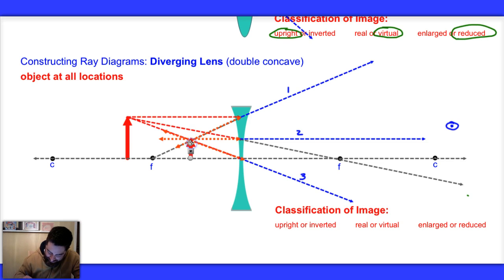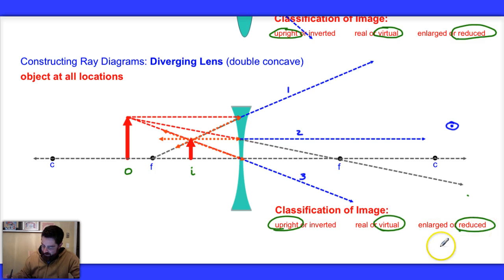The rays aren't actually there, and I'll go ahead and label this as my image, being careful here that that is my object. We can see now that the image for this diverging lens, or double concave lens, is upright. We can see that the image is virtual, and that it is again reduced in size. And all of these classification characteristics are true wherever the object is.